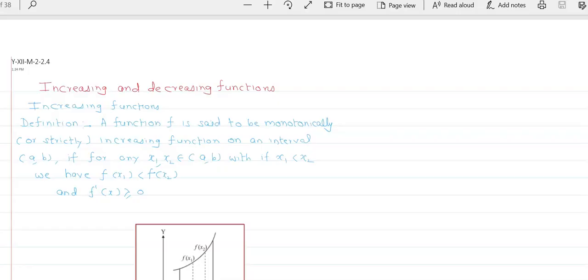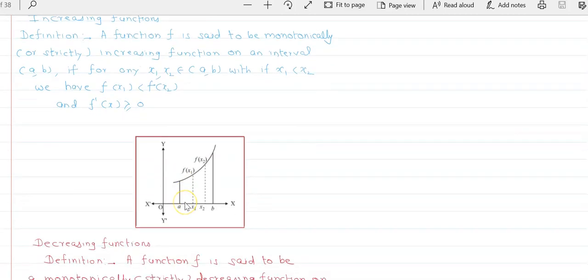Hello friends, today we will start the new topic: increasing and decreasing functions. Increasing functions. Definition: a function f is said to be monotonically or strictly increasing on an interval (a, b) if for any x1, x2 belonging to the open interval (a, b), with x1 less than x2, we have f of x1 is less than f of x2 and f dash of x is greater than or equal to 0.